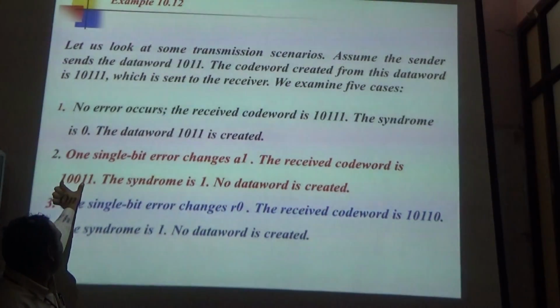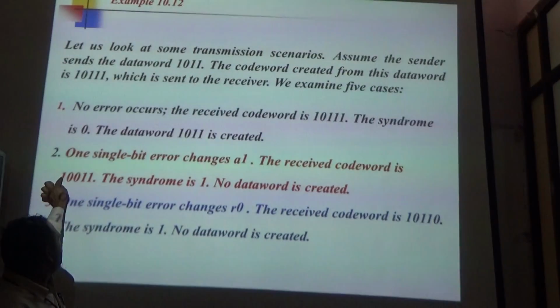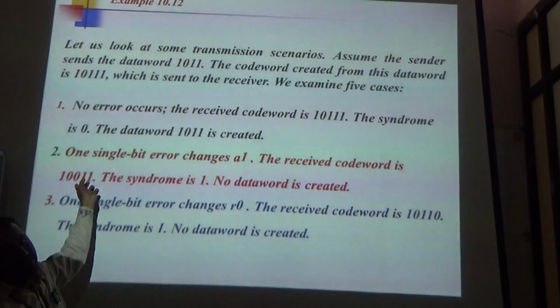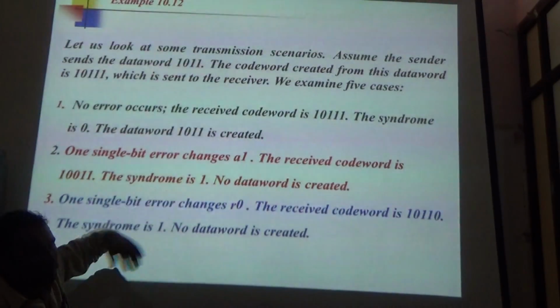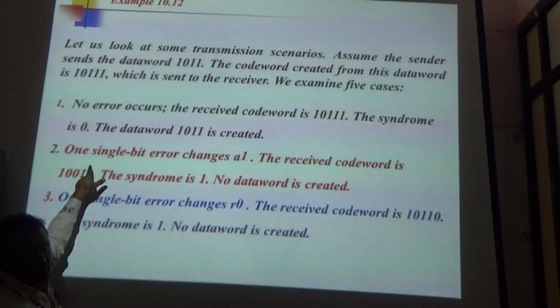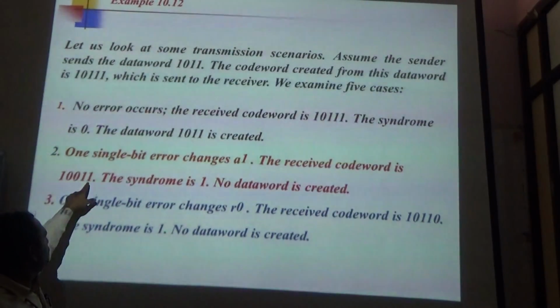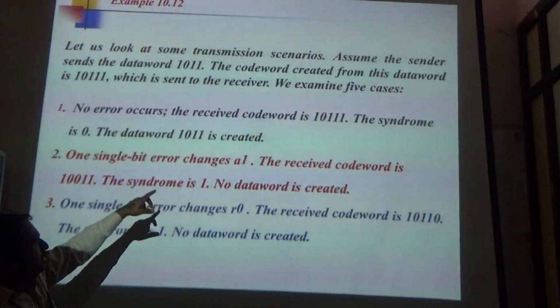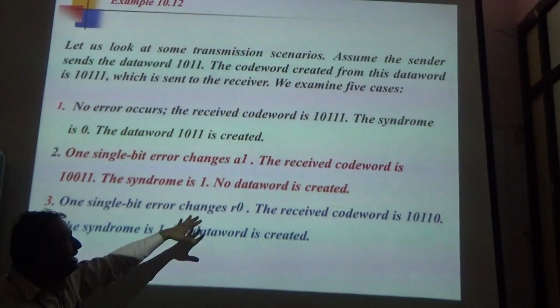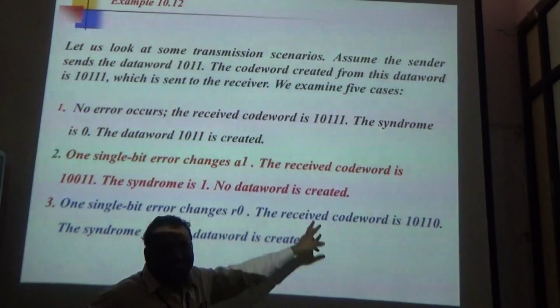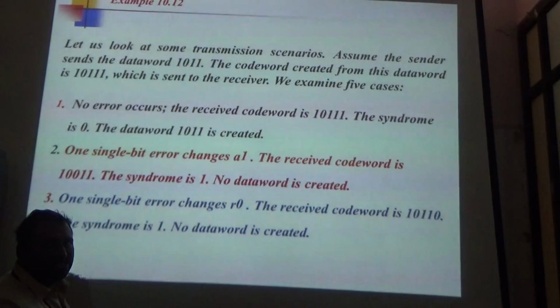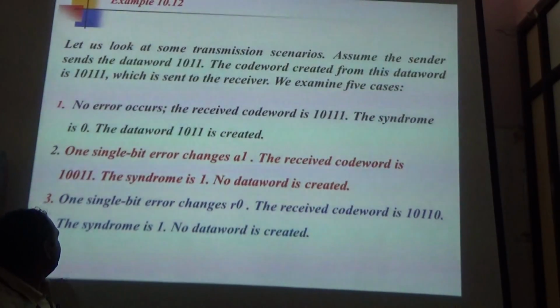If we receive 10011, then the syndrome here will be 1, which is wrong, because if the number of ones present here is 1, 2 and 3, obviously it will result in 1, but we were expecting it to be 0, but still it is 1. So the error will be detected and no data word is created. That means whatever we receive, we will straight away discard it.